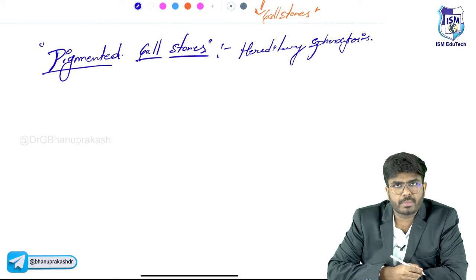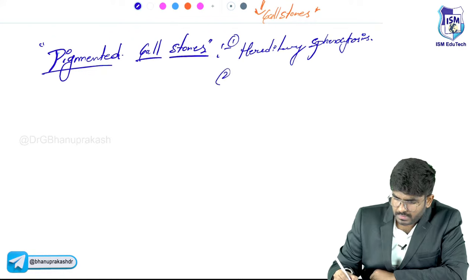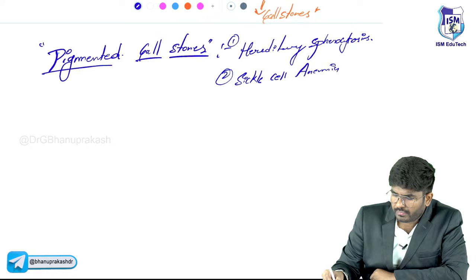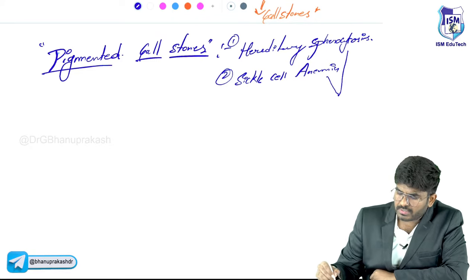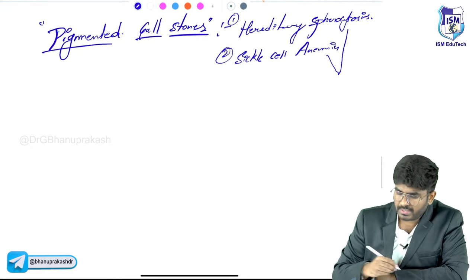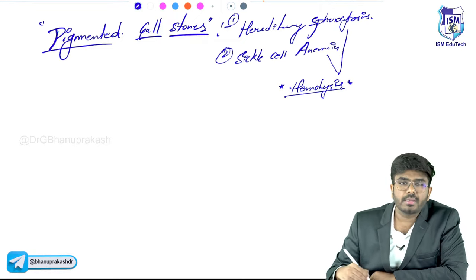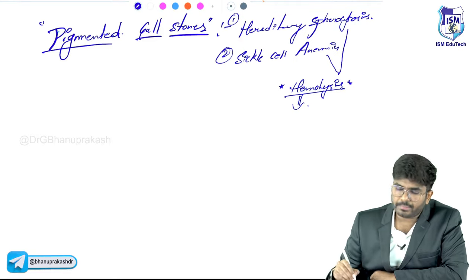They are seen in hereditary spherocytosis, one condition, and sickle cell anemia. Now, why? In both the conditions, what is happening? There is hemolysis. In both the conditions, there is hemolysis that is happening. So, if the hemolysis is happening, what happens?